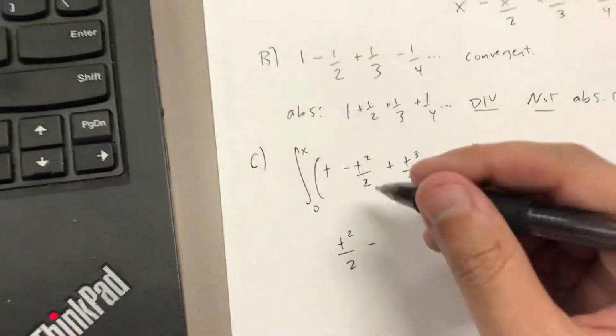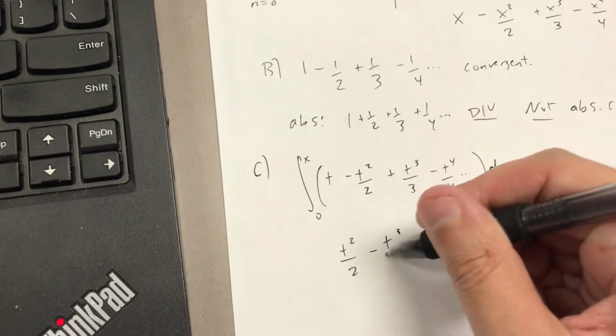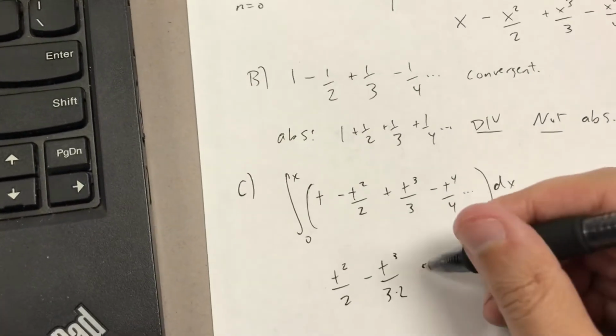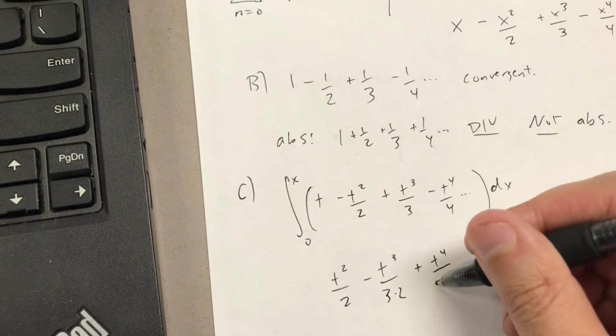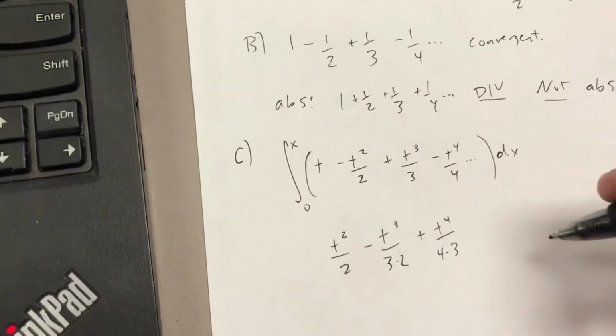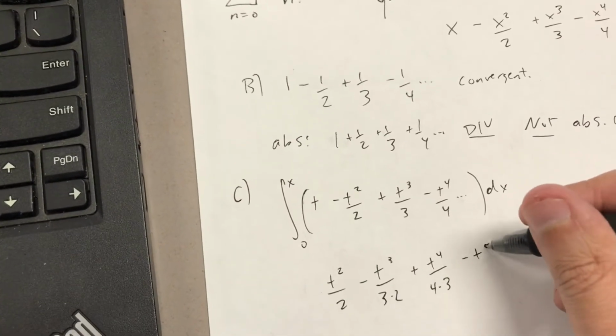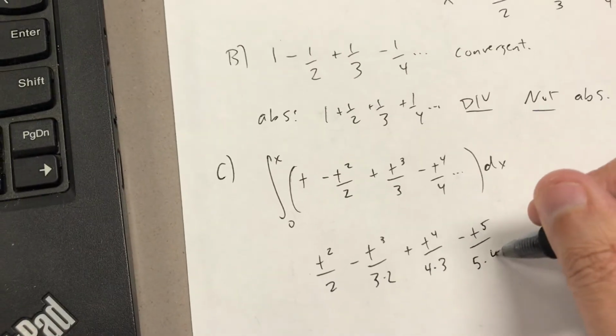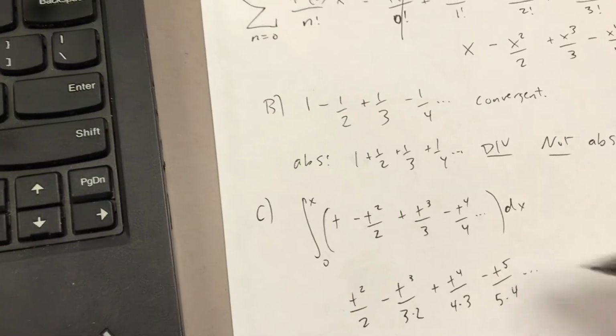Raise the power by 1, divide by the new power. I'm going to do 3 times 2 here. Raise the power by 1, divide by the new power, and raise the power by 1 and divide by the new power. Looks like we have something like that, and it's going to continue.